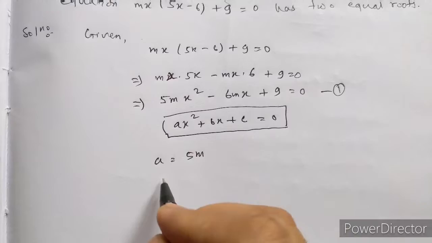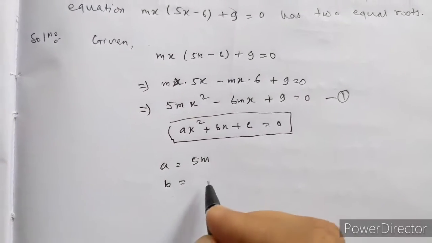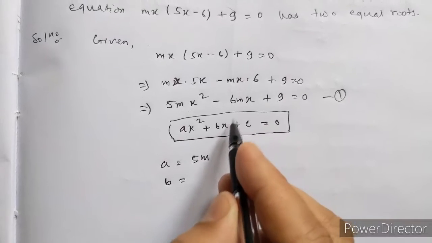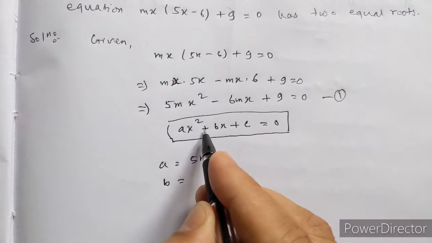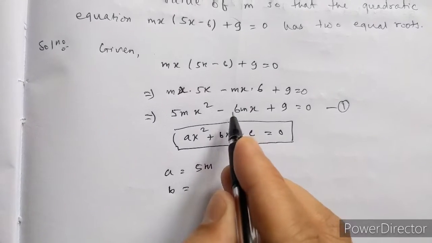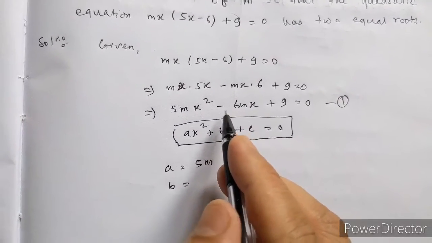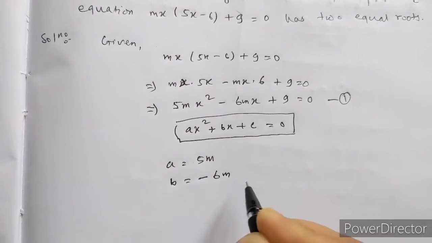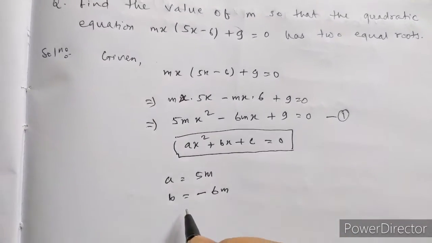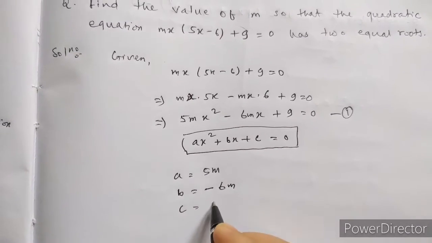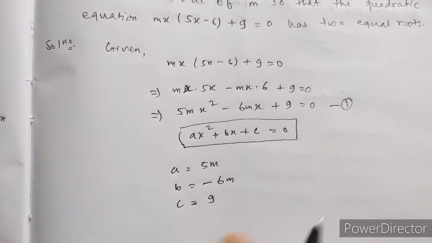Likewise for b, x is there in both equations. For b, a plus sign is given in the general form of the quadratic equation, but in the above equation the minus sign is given. So that is why I have to take minus 6m. This is b, and c, the value of c is 9.